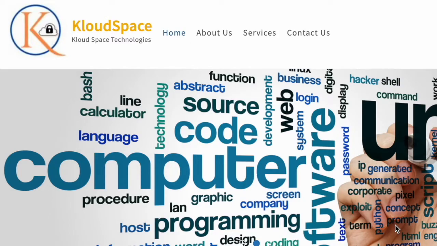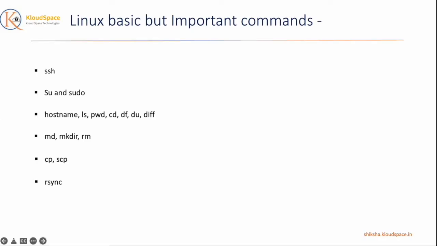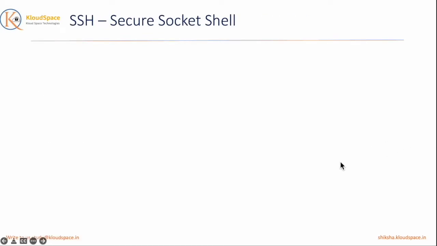Very basic but very important commands on Linux and Unix systems. So I will just show you with examples. For example, the very basic commands that you see here are ssh, su, sudo, hostname, ls, print working directory, making directory, cp, scp, and rsync. So I'll start with the first one, which is ssh.